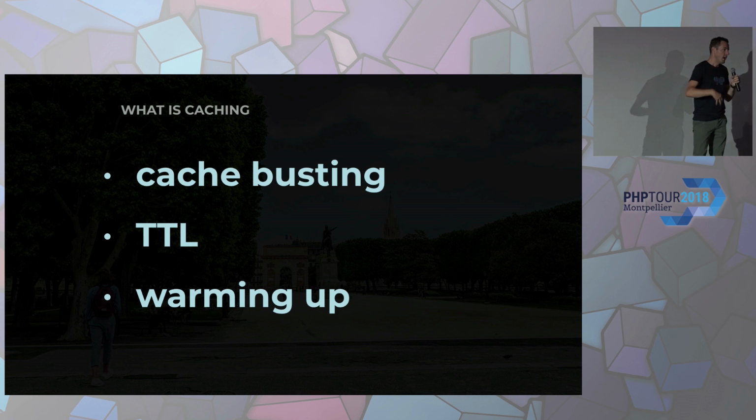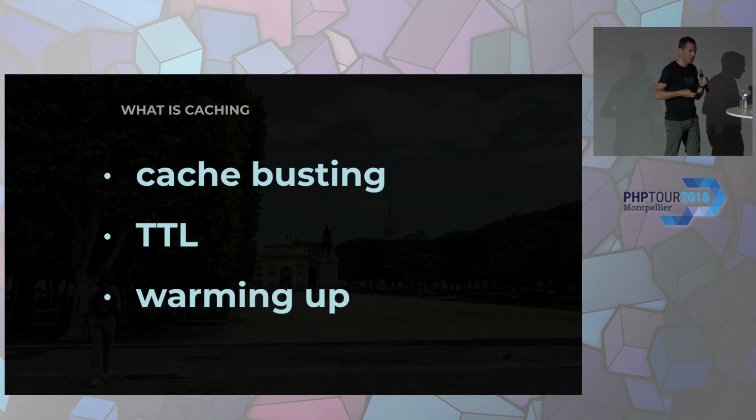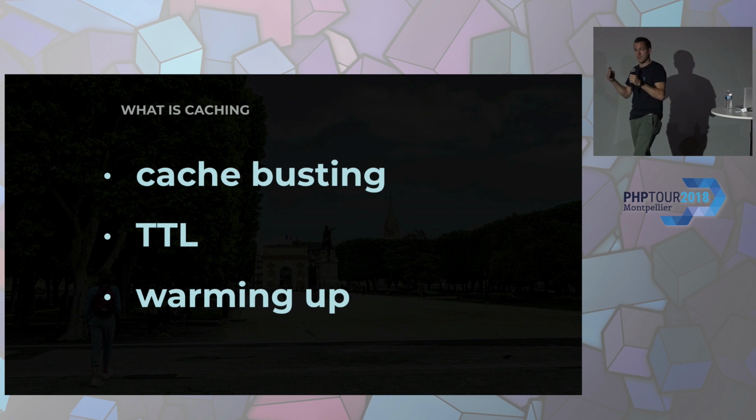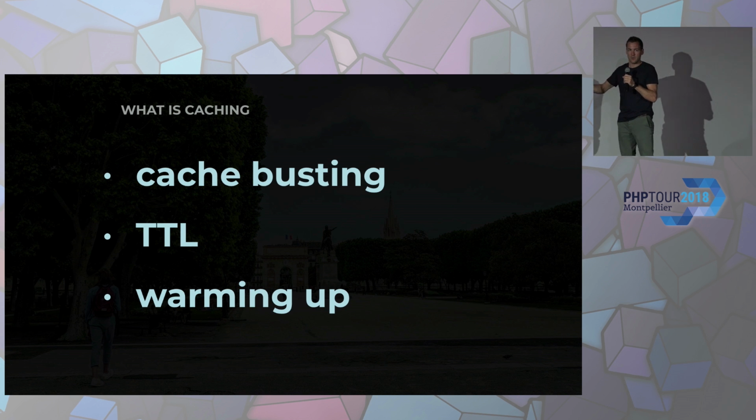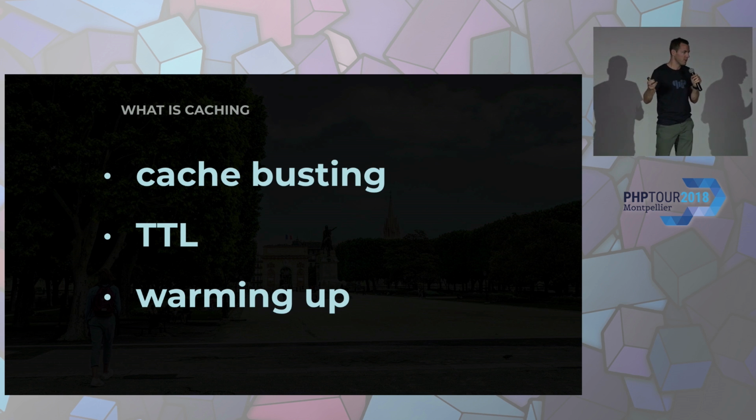And then there's also a thing called warming up cache. So you have some kind of a cron job or background process that basically replaces values every now and then, so that the front end or the user never experiences the slow process.